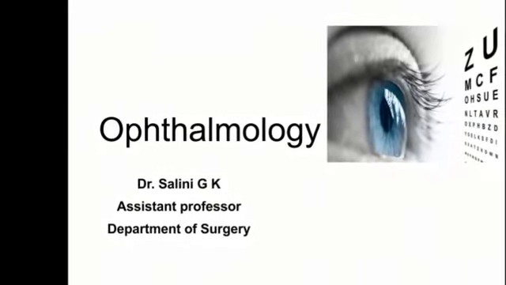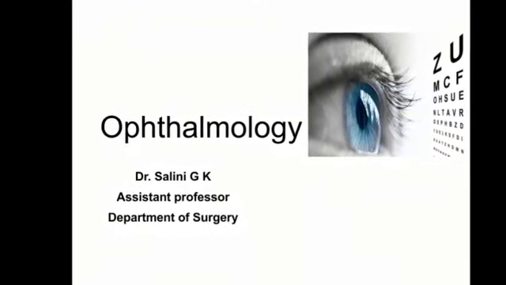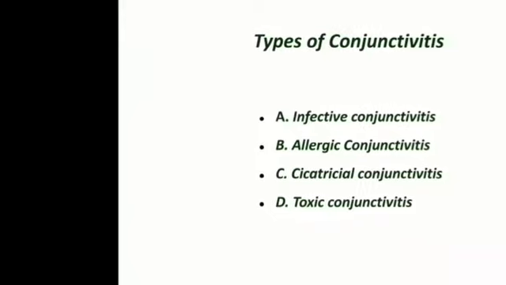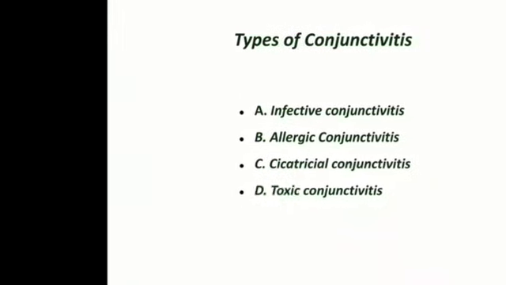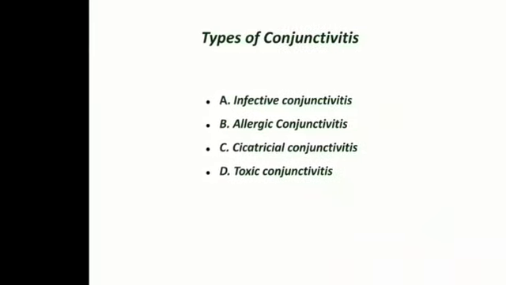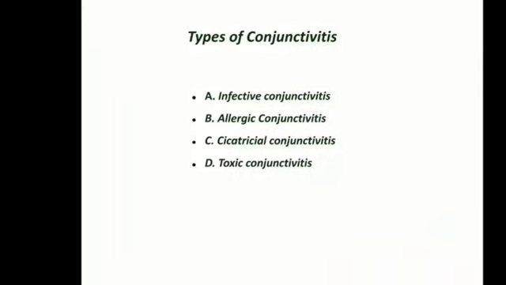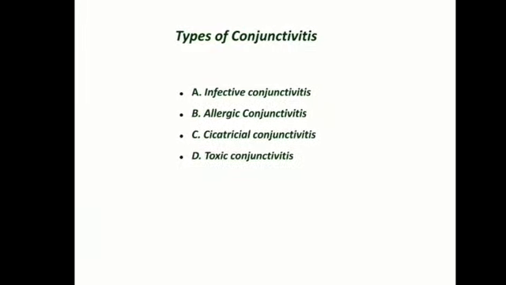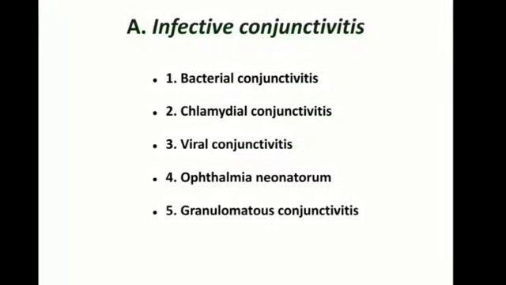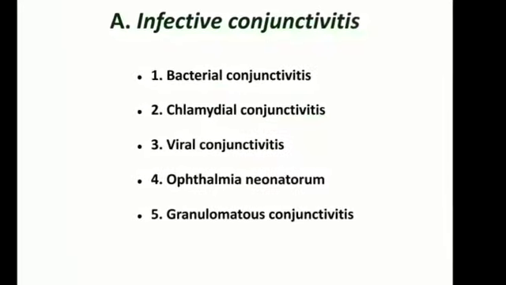Today we will discuss about bacterial conjunctivitis. In our last class, we discussed about the types of conjunctivitis. They are infective conjunctivitis, allergic conjunctivitis, cicatricial conjunctivitis and toxic conjunctivitis. Today we will discuss about bacterial conjunctivitis. It is one of the infective conjunctivitis.